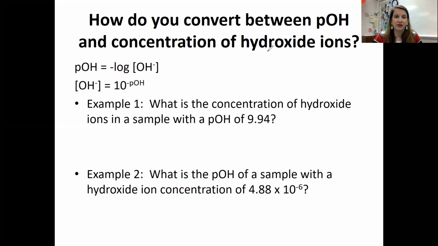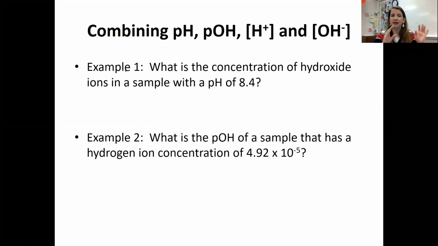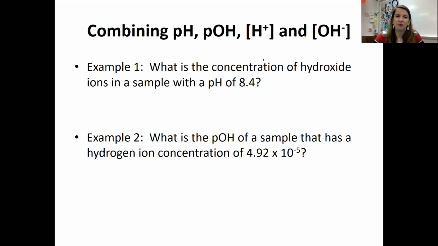Now, these next ones are going to look at multi-step problems, combining pH and POH and hydroxide and hydrogen. So we're going to look back at our magic pH square, but I'm going to write out what we have first. So in example 1, we're trying to find our hydroxide ion concentration, and we know that our pH is 8.4.